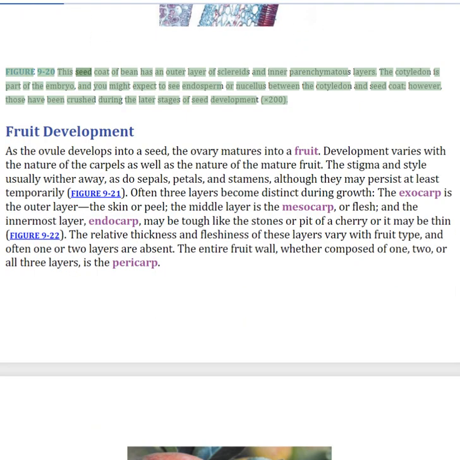Figure 9.20. This seed coat of bean has an outer layer of sclerids and inner parenchymatous layers. The cotyledon is part of the embryo, and you might expect to see endosperm or nucellus between the cotyledon and seed coat. However, those have been crushed during the later stages of seed development.